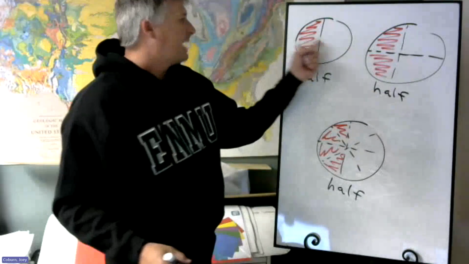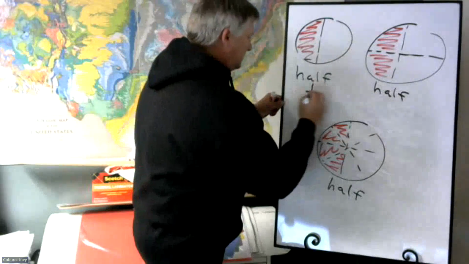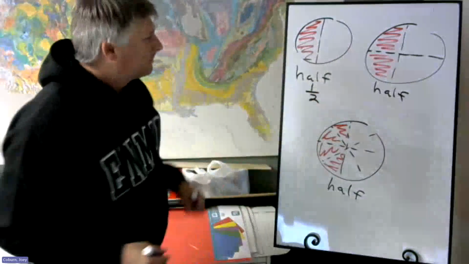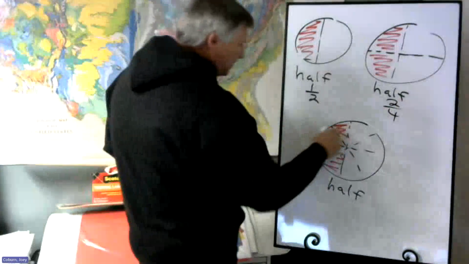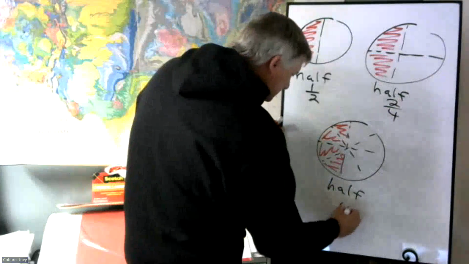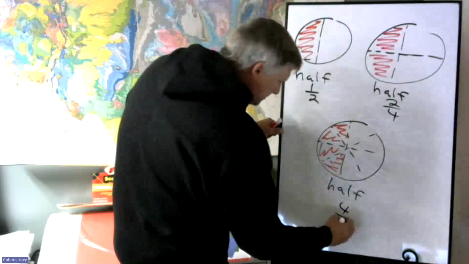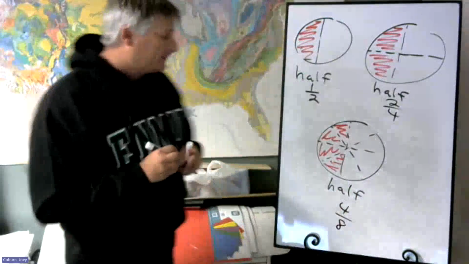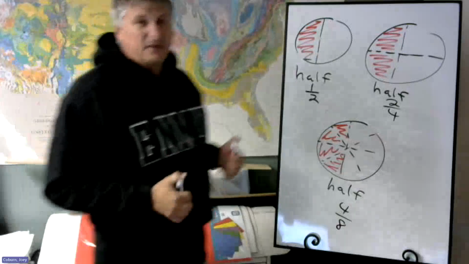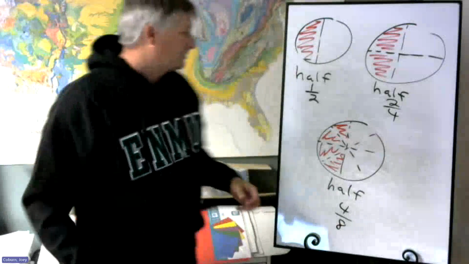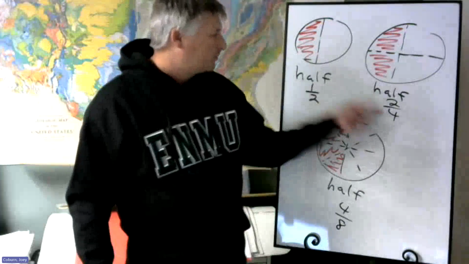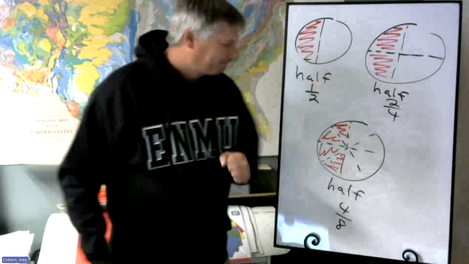This is one slice out of two, because one is half of two. This is two slices out of a total of four, because two is half of four. And this is 1, 2, 3, 4 slices out of a total of 8, because 4 is half of 8. So here's the thing. When we talk about a half, we can mean all kinds of different fractions: 1 over 2, 2 over 4, 4 over 8.